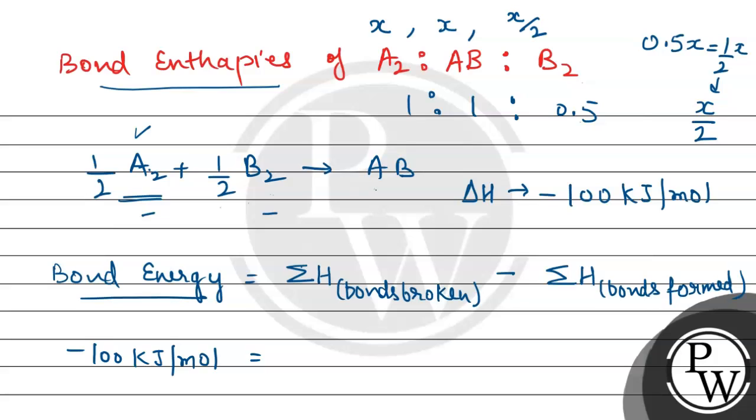Now bonds break हुए हैं for the A2 and B2. So जो हमारे पास enthalpy है that will be half of the enthalpy of A2, so x by 2, plus half of the enthalpy of B2. So enthalpy is x by 2 and half करना है इसका, so हमारे पास हो जाएगा x by 4, and minus करेंगे जो हमारे पास bond form में हुए हैं, that is AB. So enthalpy है हमारे पास AB के लिए, that is x. Now we have to solve this.